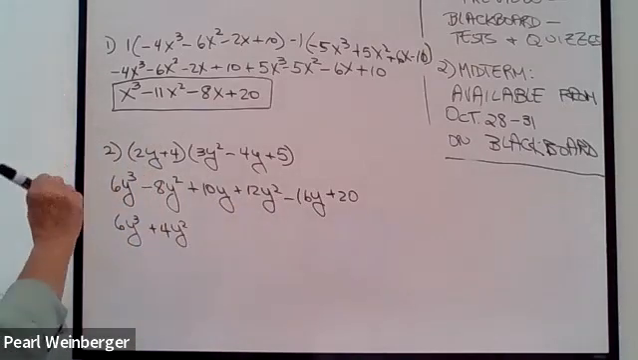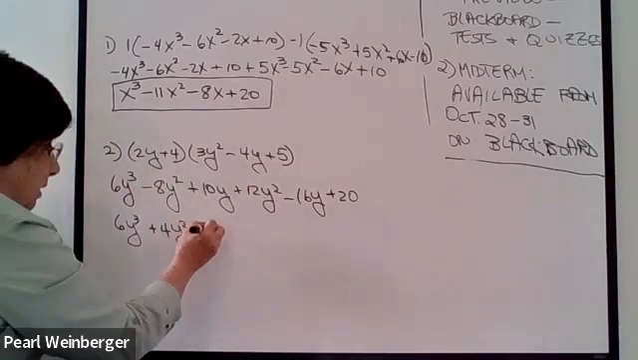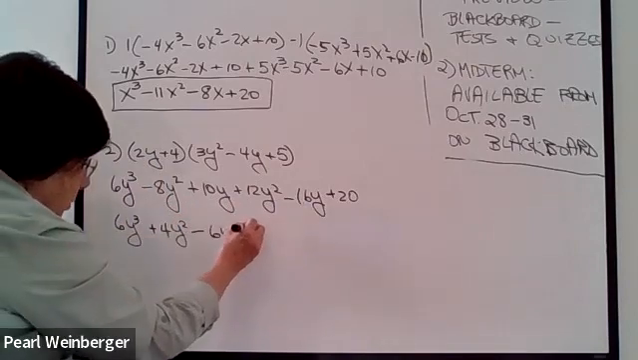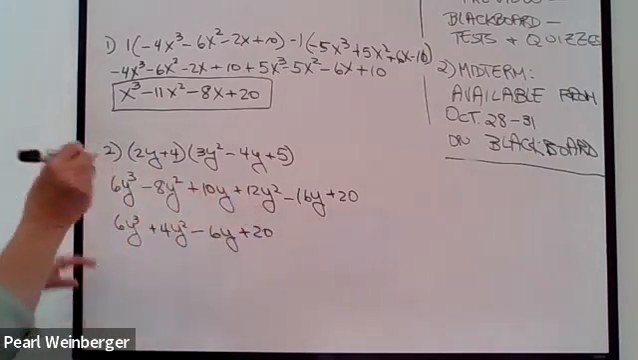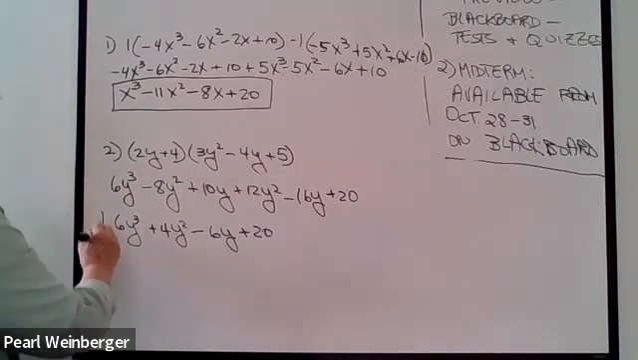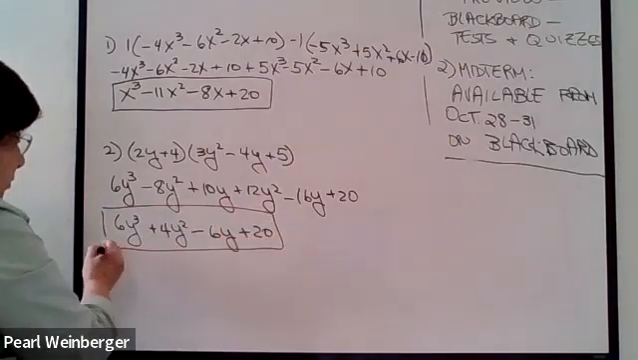Those are like terms. 10 minus 16 is negative 6. So we get negative 6y. And we just bring the 20 over because there's nothing to combine it with. There's no more like terms. This would be my answer to that question.